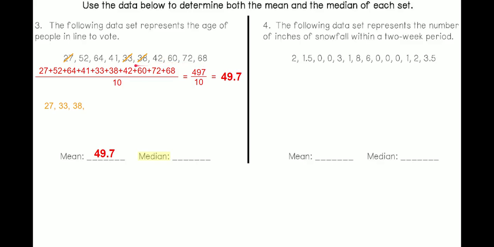After that, it looks like 42 may be it. Oh, 41. 41 is it, so we're going to write that down, cross it off. Then 42, write that down, cross it off. Then it looks like 52, write that down, cross it off. Then 60, write that down, cross it off. 64, 68, then 72.